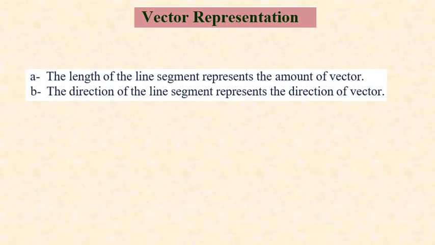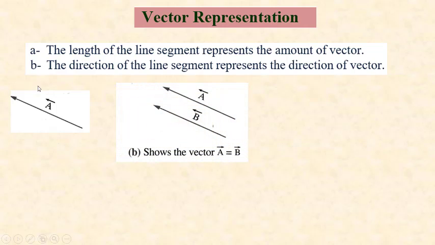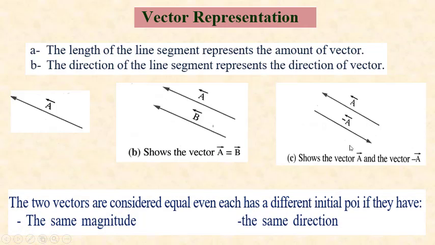Vectors representation. A vector can be represented by drawing a straight line with an arrow that represents its direction. In this case, if we have two vectors in the same direction and same magnitude, they are equal. If we have two vectors equal in magnitude but opposite direction, then A equals negative the other vector. Two vectors are considered equal in case they have the same magnitude and same direction, even if they have different starting points.